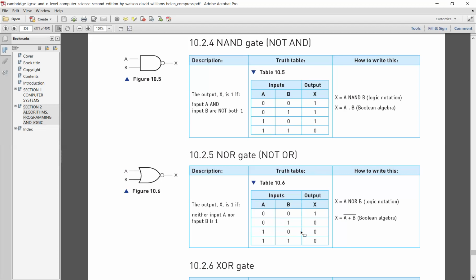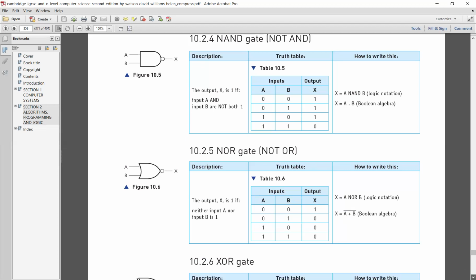Or in other words, if you're facing a problem, you can see it in this manner. You are going to reverse or invert the OR gate and you will get the NOR gate. It is written as x equals a NOR b. The logic notation is written as x equals (a + b) with a bar. It is also going to denote the NOR process, the NORing.